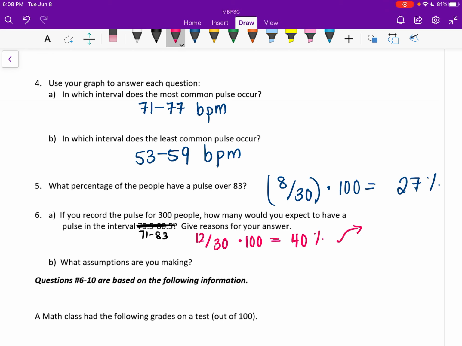So if we want to find out how many of them will have that same pulse rate, we're going to assume 40% of all people do. So it'll be 40% times 300, which is our new population, which is going to be 120 people.